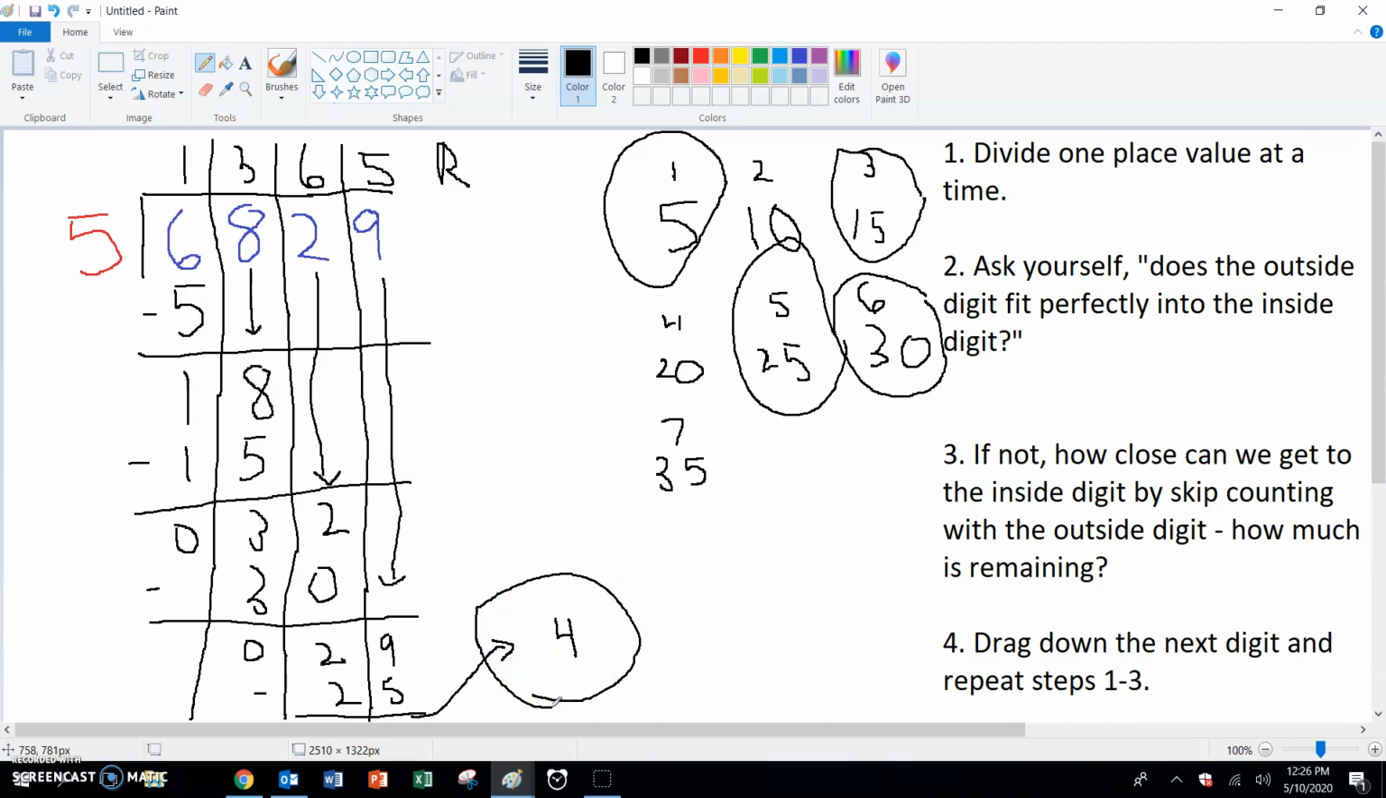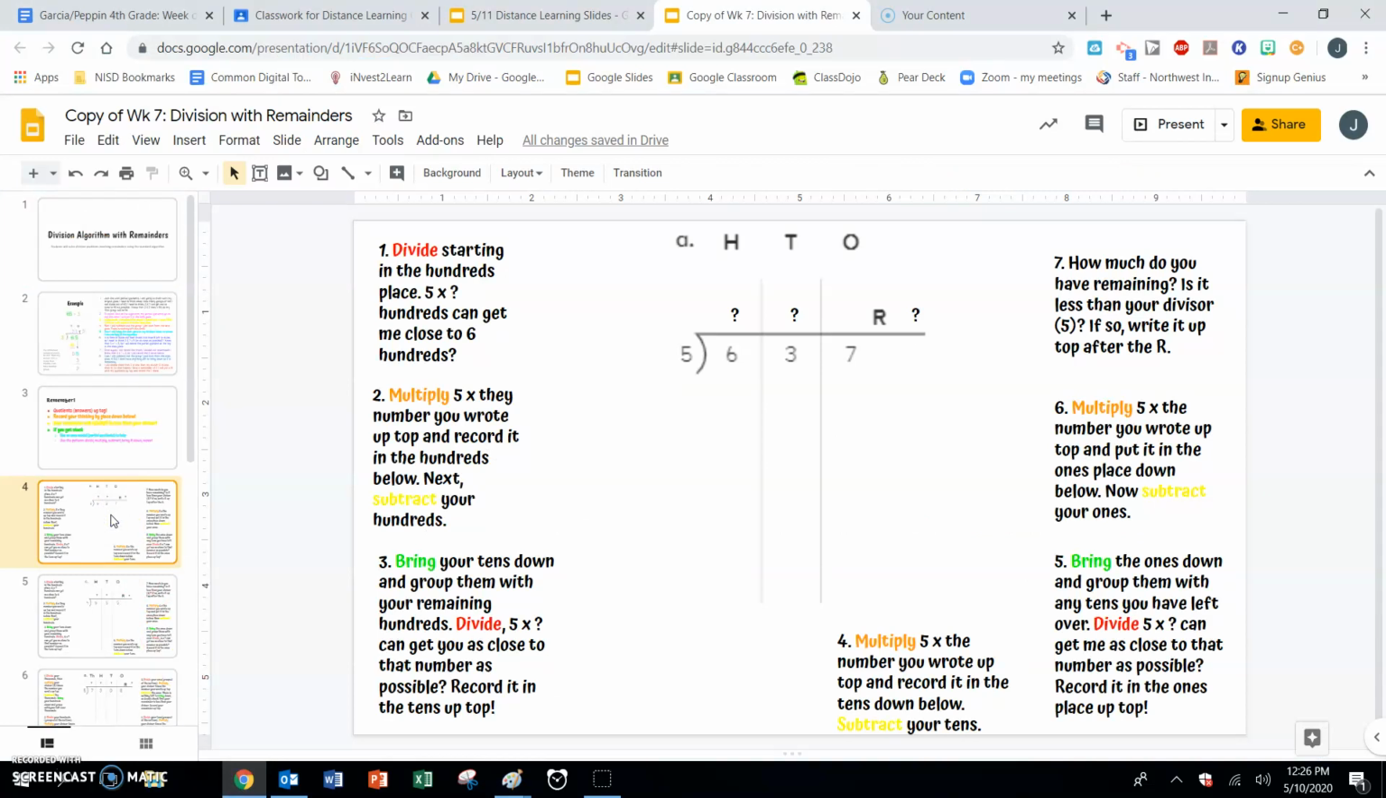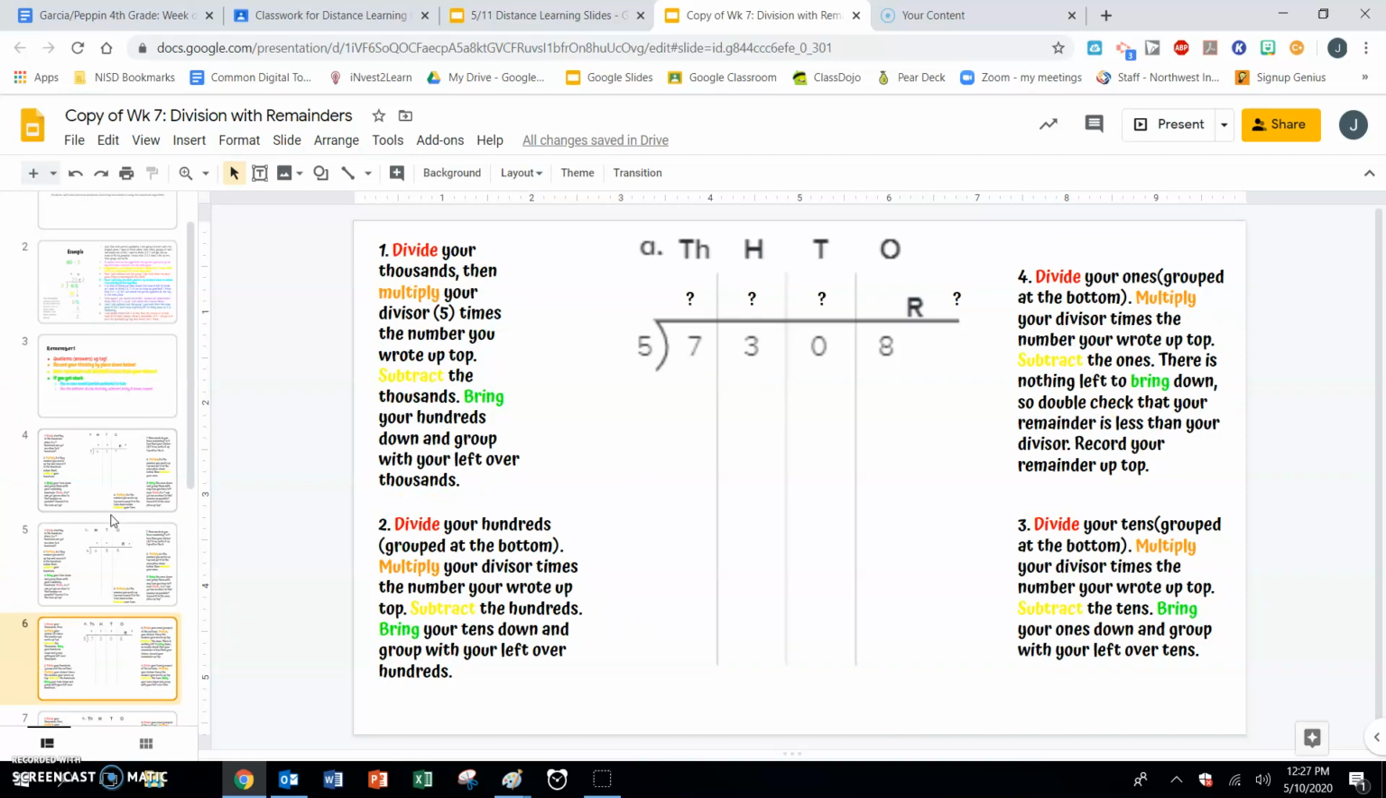What we find now is 6,829 divided by 5 gives us groups of 1,365 with a remainder of 4. We've now done examples with 2, 3, and 4-digit dividends. As you work through your assignment, you will have examples with 2, 3, and 4-digit dividends.